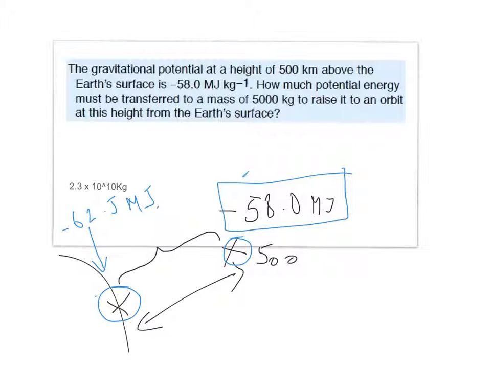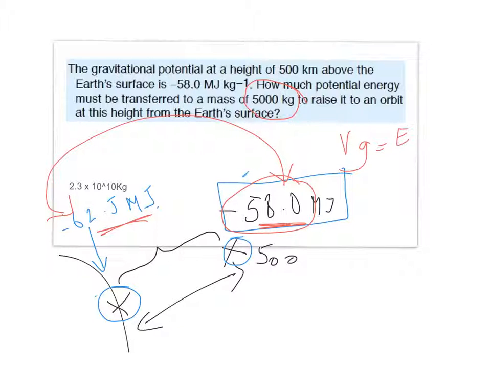So work out the difference between the two from here to here, and that will give you the amount of energy per unit mass that you will need to bring the object up to here. And once you know that, then you multiply it by the mass of the object to give you the total energy. Because remember, this is potential, and potential is energy per unit mass.